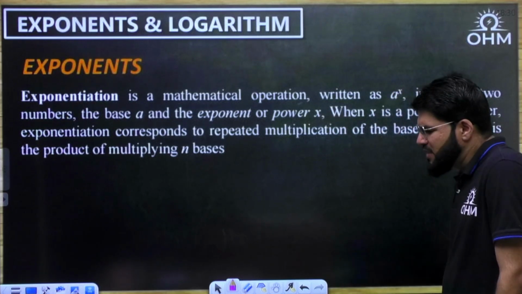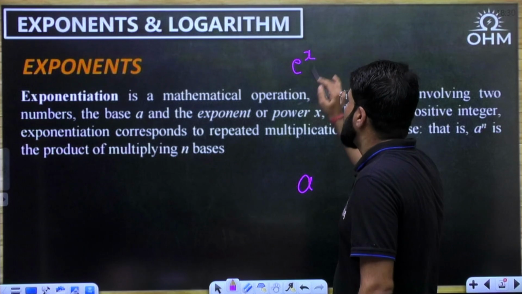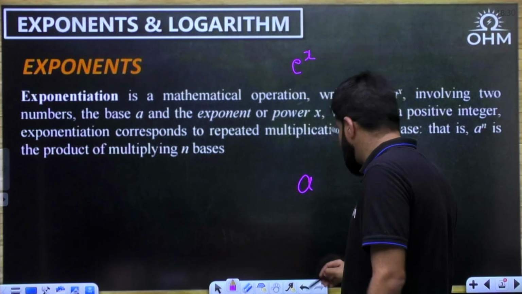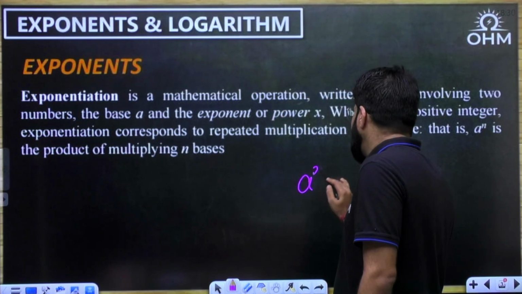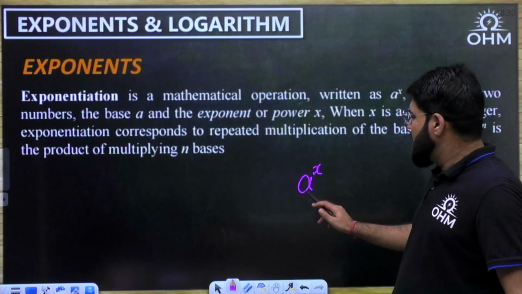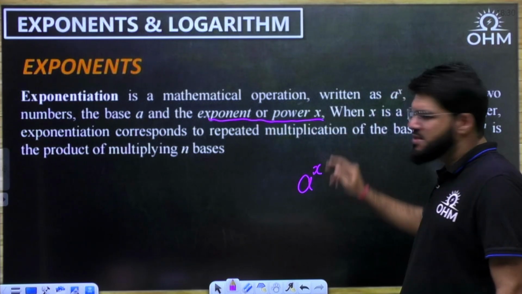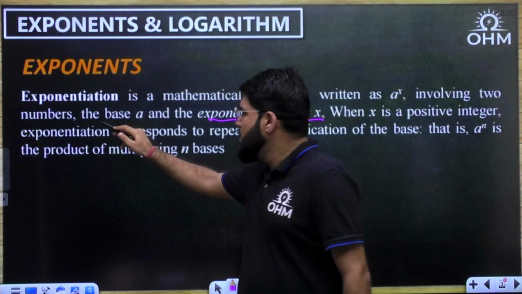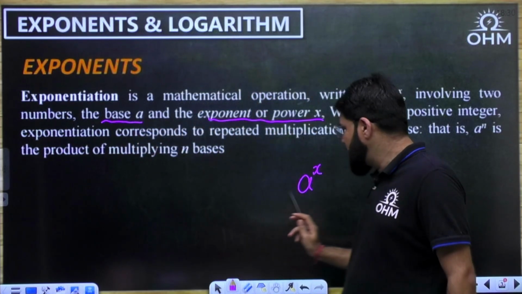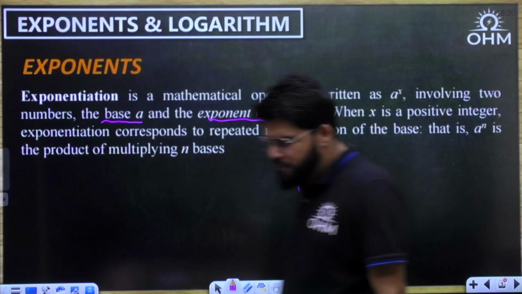Okay, so exponents. Normally exponential function is not only e power x, that's a type of exponential function, but any function of the form a power x is an exponential function. So whenever we write a power x, this x is known as the exponent, and a, the number whose exponent is taken, is known as the base. We also call the exponent as power.